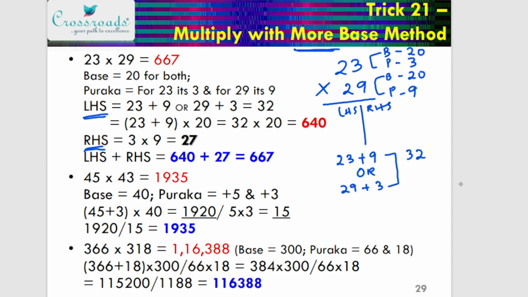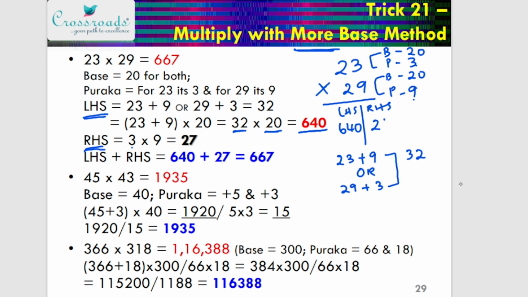Once I get this number 32, I am going to multiply it with the base. 20 is the base. When I multiply, I arrive at an answer of 640. So my LHS will become 640. Now how to get my RHS, or the right hand side of the answer? I'll be multiplying both the Purakas. Here the Puraka is 3, here the Puraka is 9. So 3 into 9 is 27.